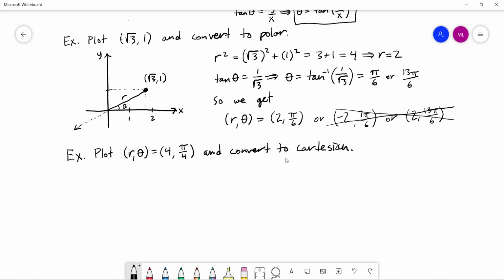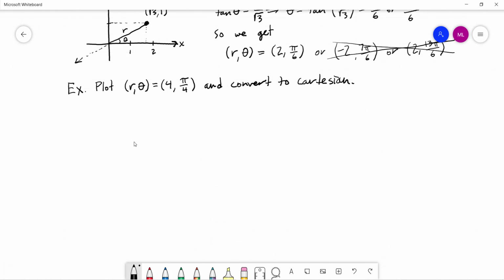So just to be clear, up here, this was sort of x and y equals that. Now I'm giving you the r and theta coordinates and asking for you to convert to Cartesian. So we start by plotting it. If we can plot it, it makes it easier to kind of check our work. The angle pi over 4 is a 45-degree angle. So we're going off in this direction somewhere.